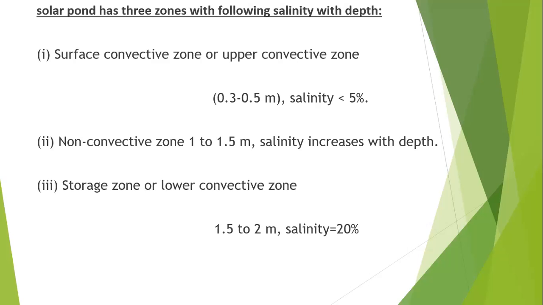The surface convective zone usually has a small thickness, around 10 to 20 centimeters. It has a low, uniform concentration, close to zero, as well as a fairly uniform temperature, close to the ambient air temperature.